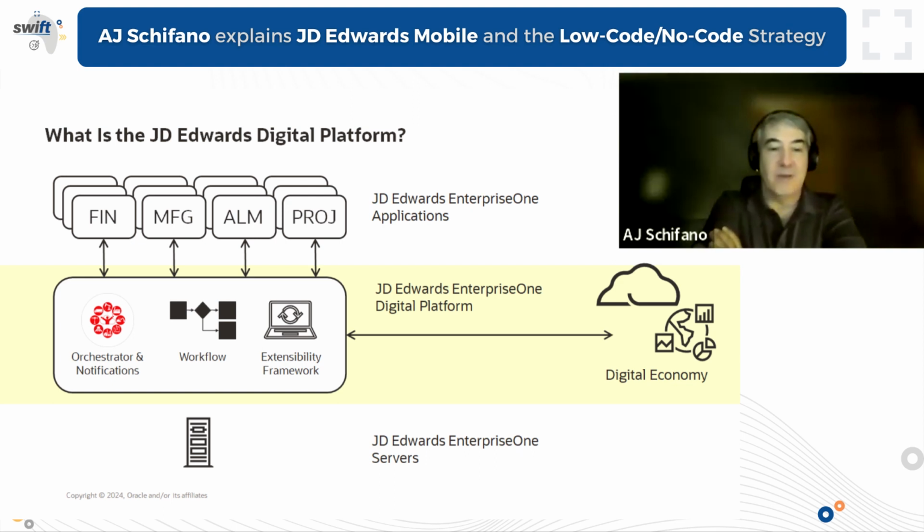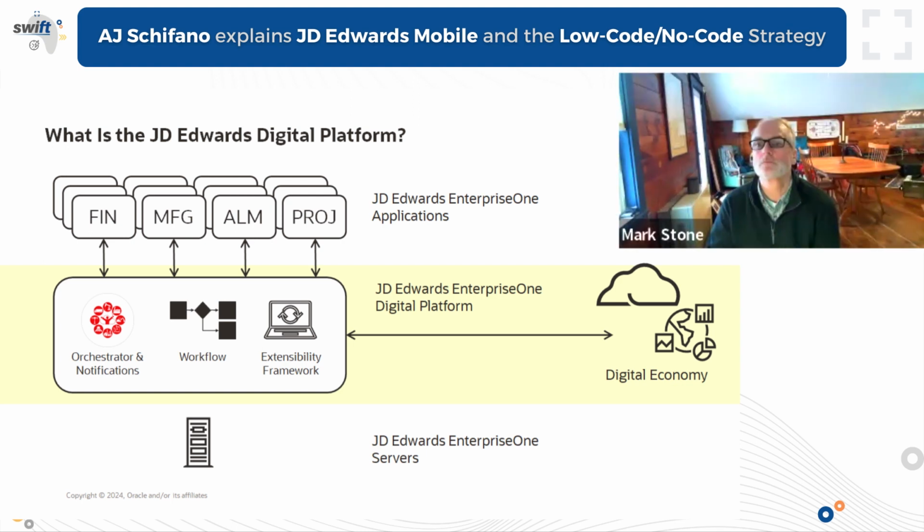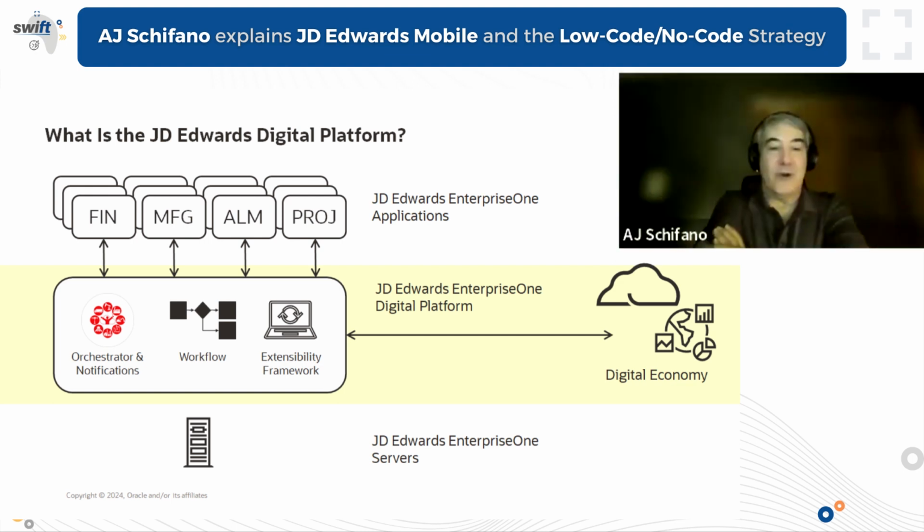And at the bottom of the slide, we can imagine, we usually never see it, but there are some JD Edwards servers running somewhere, whether they're locked behind a door on premise or whether you're running JD Edwards on some cloud infrastructure. That's where the servers are and the data is stored. So this digital platform is a layer in the middle and includes things, as I mentioned, like orchestrator, notifications, workflow, in our entire extensibility framework, form extensions, form personalizations, user-defined objects, all that is generically encapsulated in the digital platform.